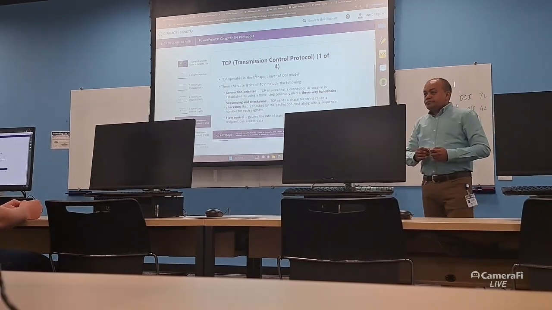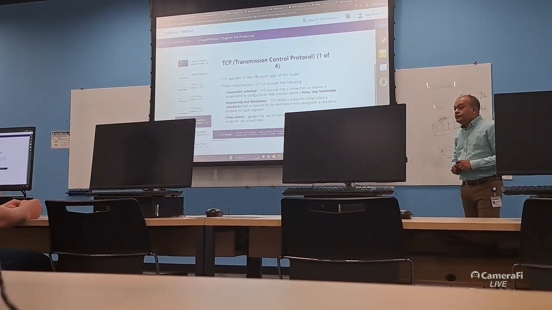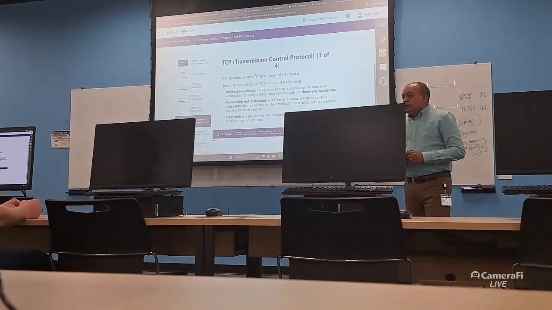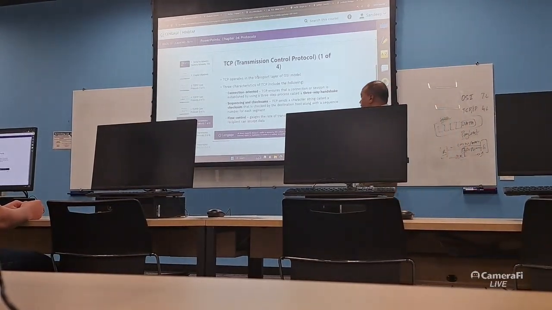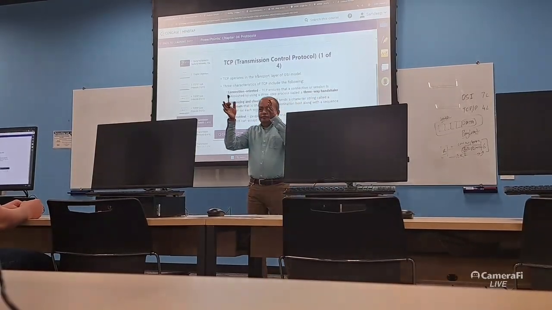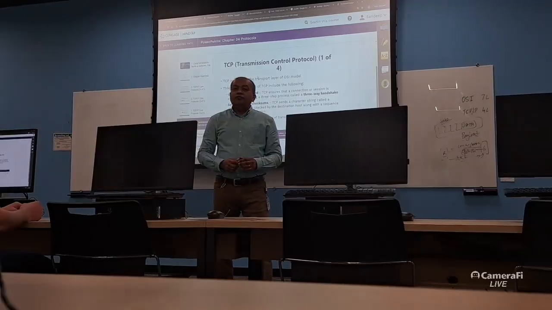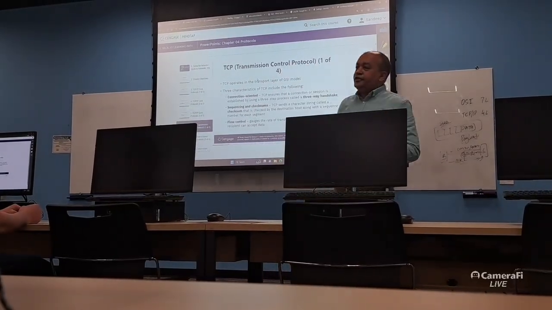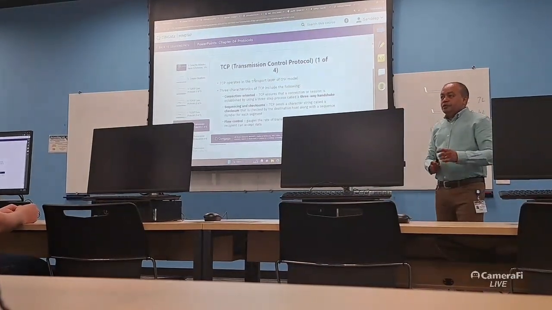Is the checksum a 1 or a 0? Pardon? Is the checksum a 1 or a 0? It can be a bit. It's a byte, basically it's a string of characters, or it is a byte. It's byte information.